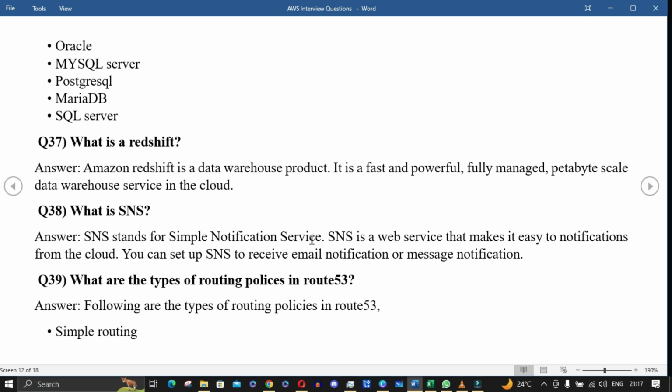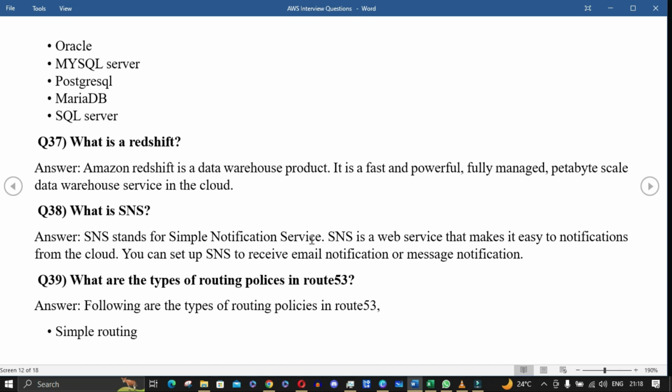What is SNS? Answer: SNS stands for Simple Notification Service. SNS is a web service that makes it easy to send notifications from the cloud. You can set up SNS to receive email notifications or message notifications.